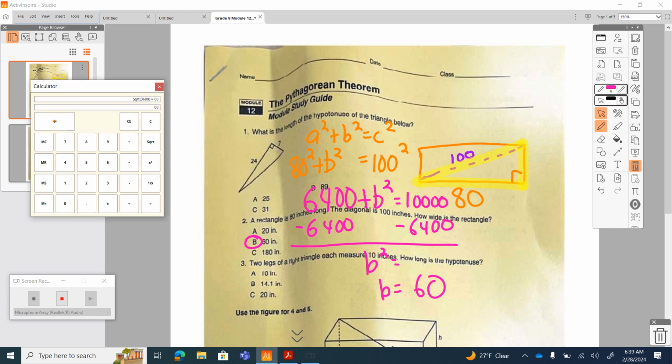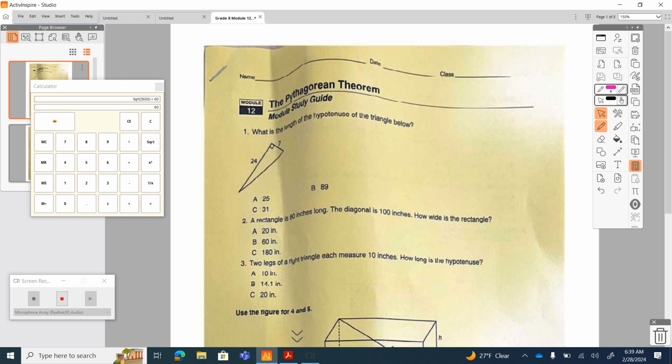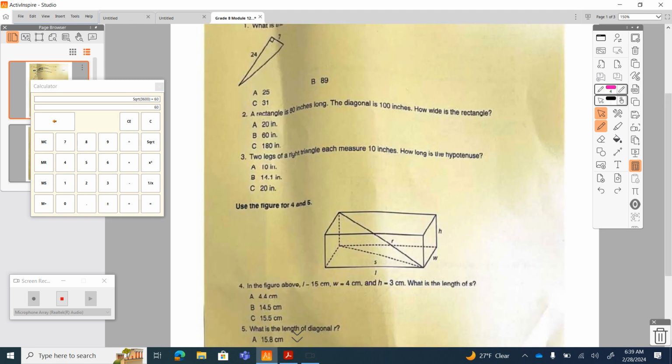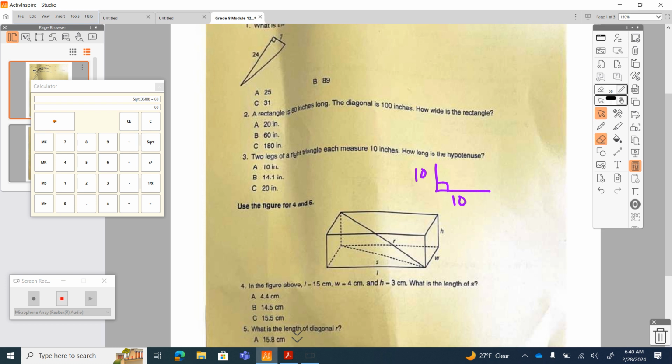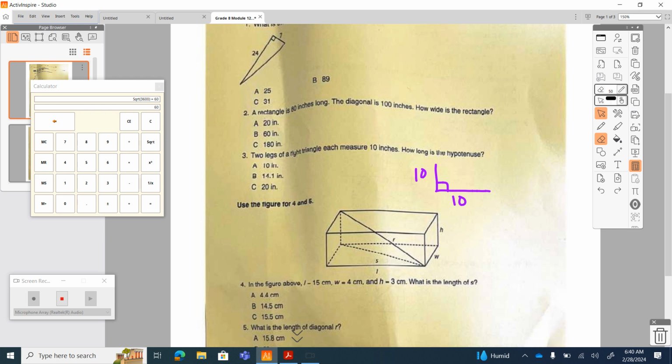Clear my annotations. Scoot down a little bit. 2 legs of a right triangle. So 2 legs. So that's where the right angle is. Each measure 10 inches. So this is, if I wanted to make this look a little bit better. Oh, that didn't work. Oh, there we go. How long is the hypotenuse?